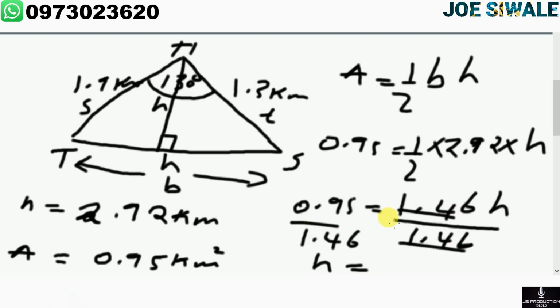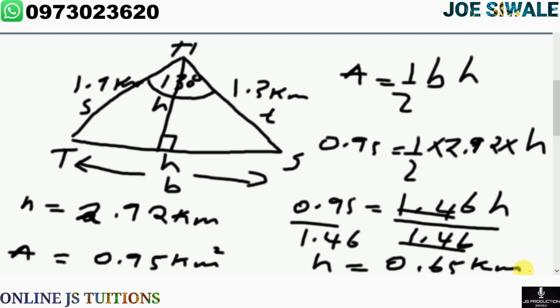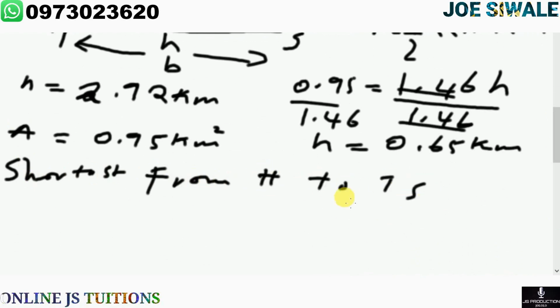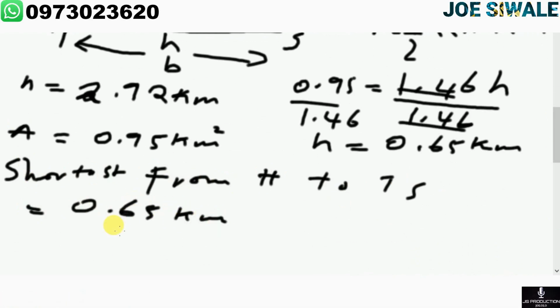So H is equal to 0.95 divided by 1.46, that's 0.65 kilometers. So the shortest distance from H to TS is equal to 0.65 kilometers. So this is how you find the shortest distance. Where you have questions, please ask in the group, guys. Thank you.